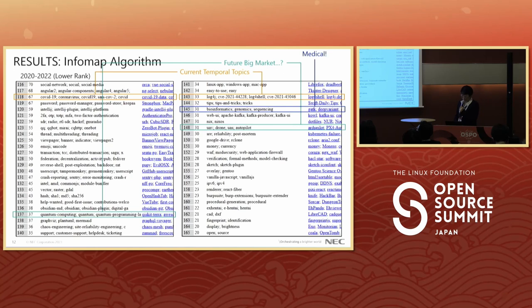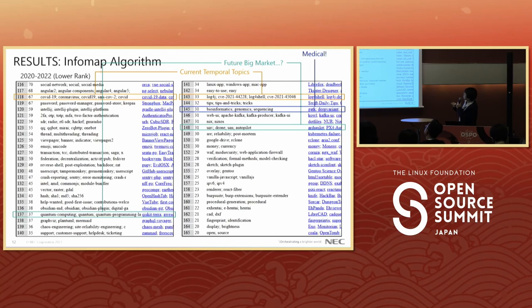It is normal to watch top clusters, so let's check lower rank clusters. We can find current temporal topics about COVID-19 and Log4j here. And another case is quantum computing and drone here. Drone. Maybe a future big market.